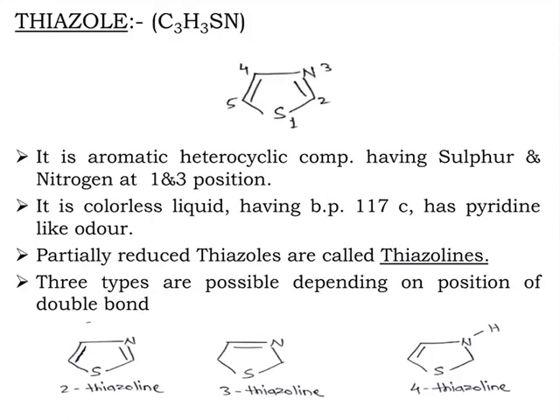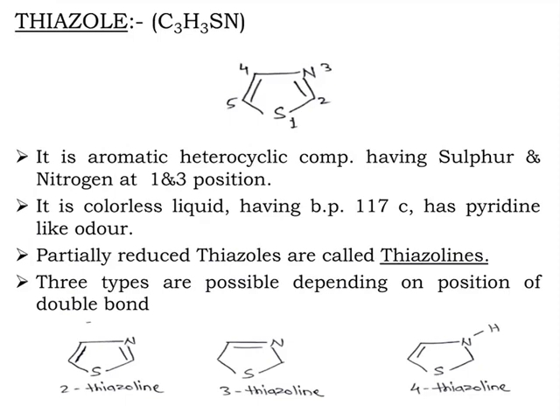Thiazole, look at the structure. It is a 5-membered aromatic heterocyclic compound having sulfur and nitrogen at position 1 and 3. Numbering must be started from sulfur as it is a saturated heteroatom, and the numbering is continued in a manner so as to give least possible number to the second heteroatom, that is nitrogen.